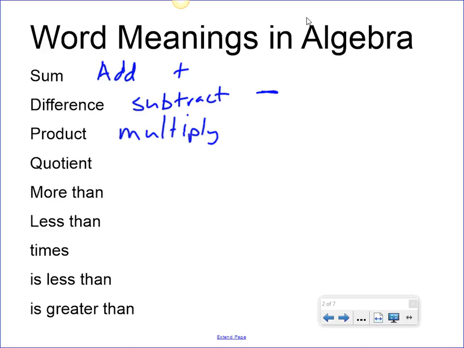So remember, write these down. Again, these notes will be able to be used on a quiz or test, so please make sure you get them copied down. So multiply. Quotient means to divide. More than. More than means we're going to add on. Okay, less than, we're going to subtract.